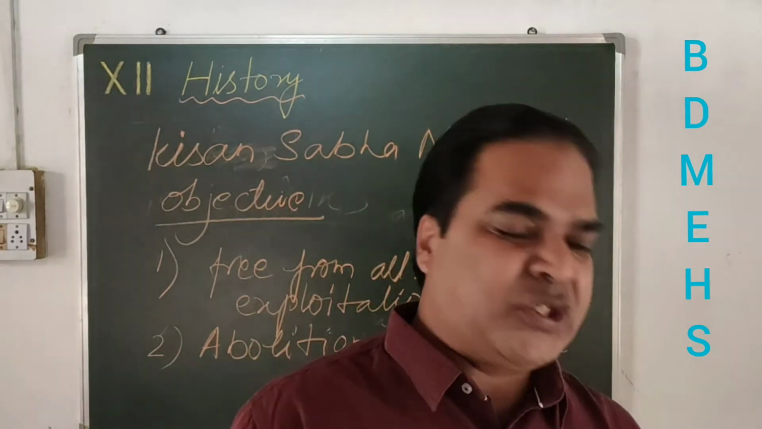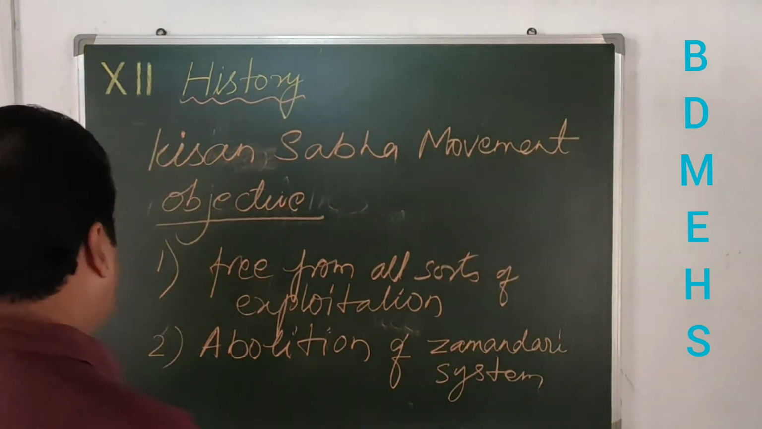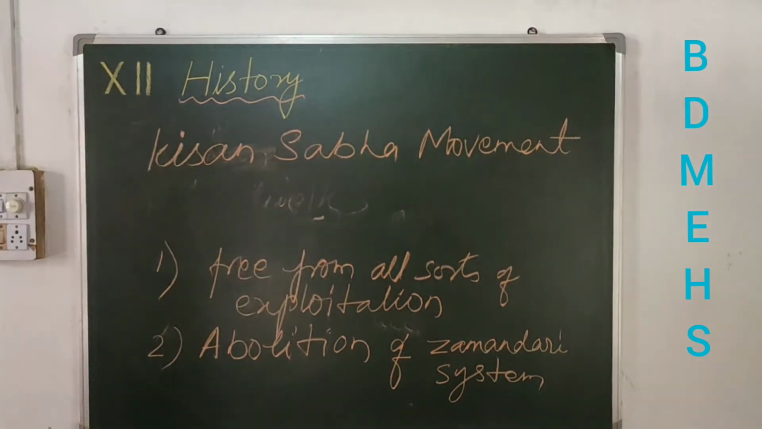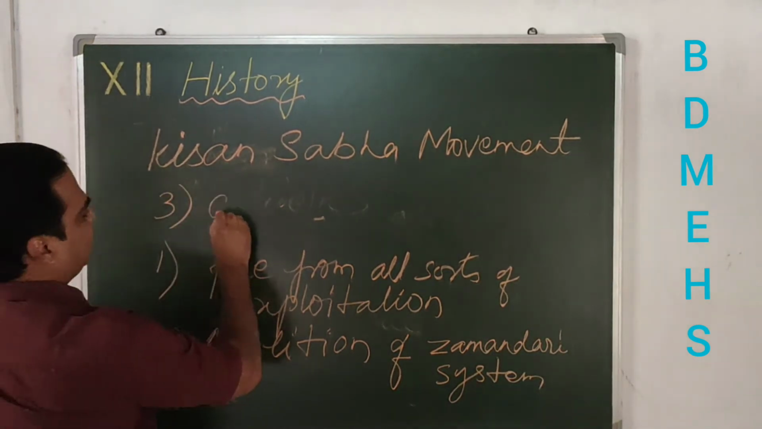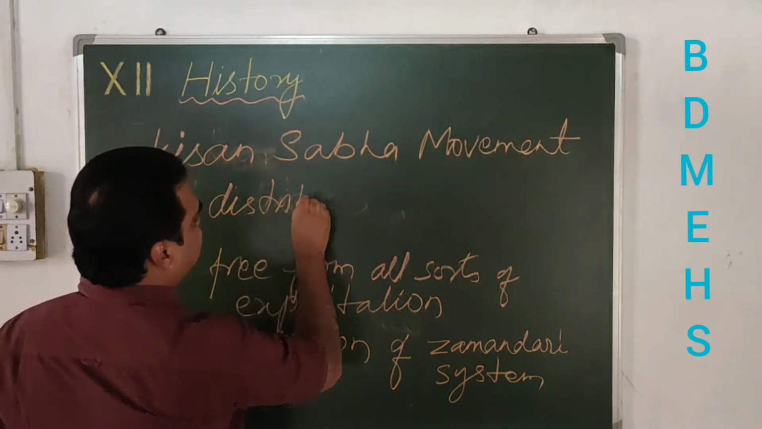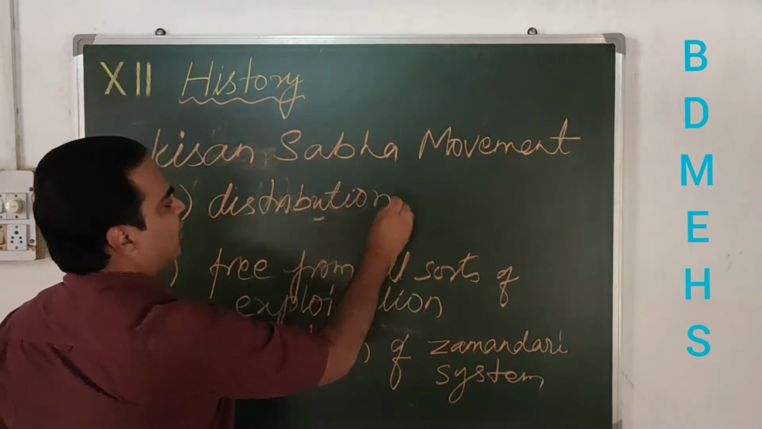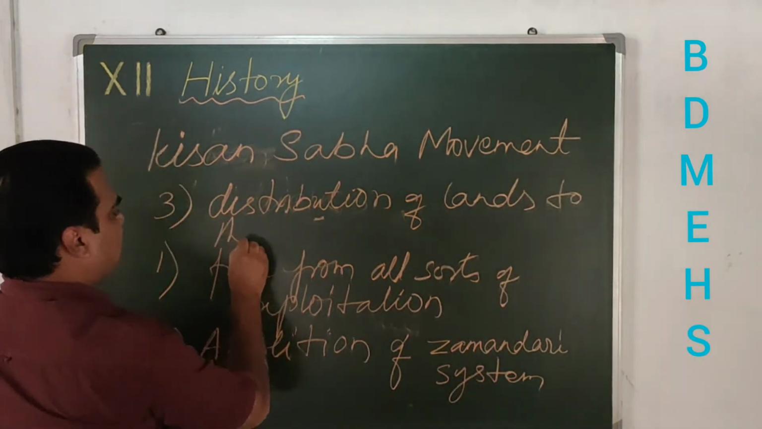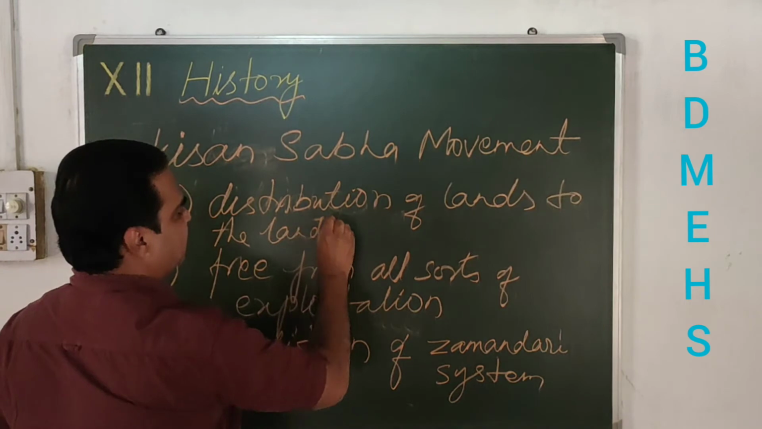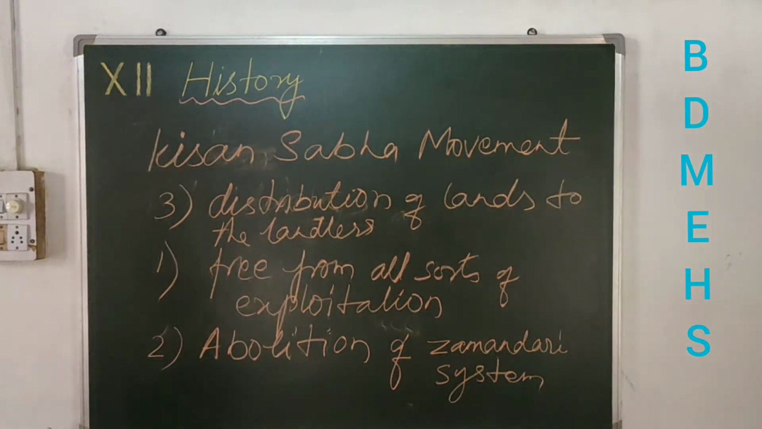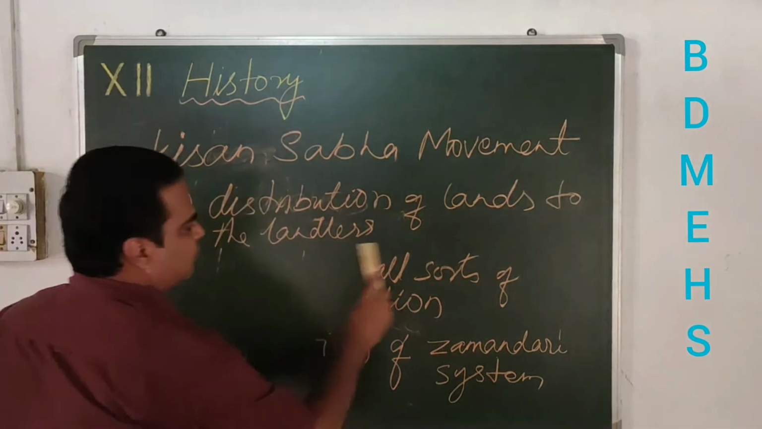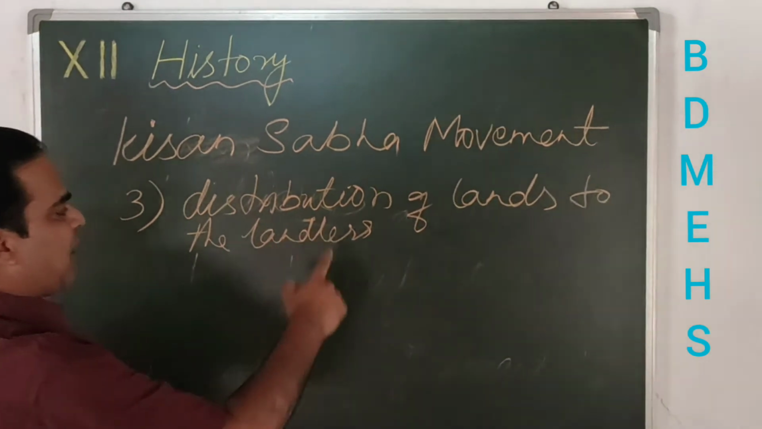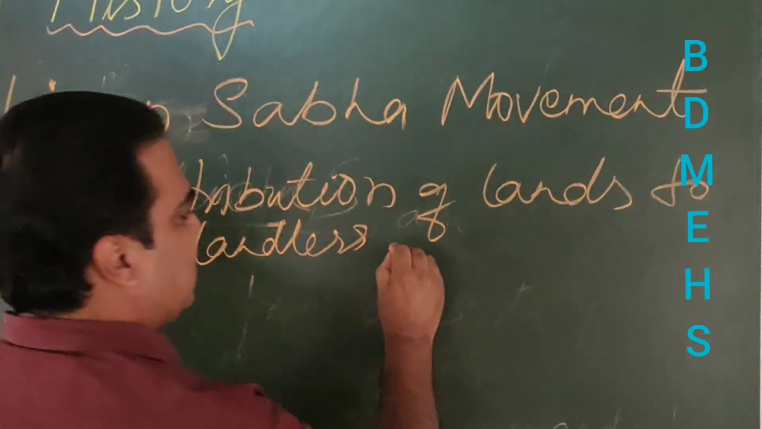And number 3, distribution of land to the landless. Distribution of land to the landless peasants.